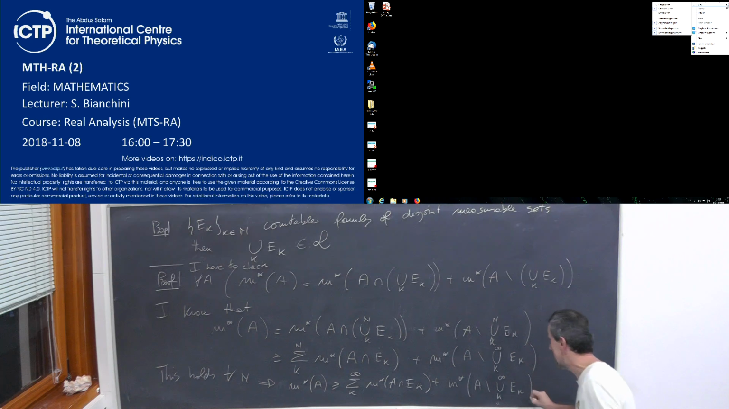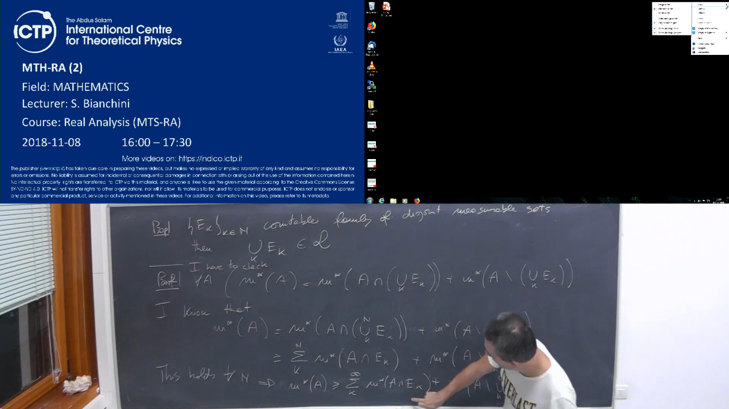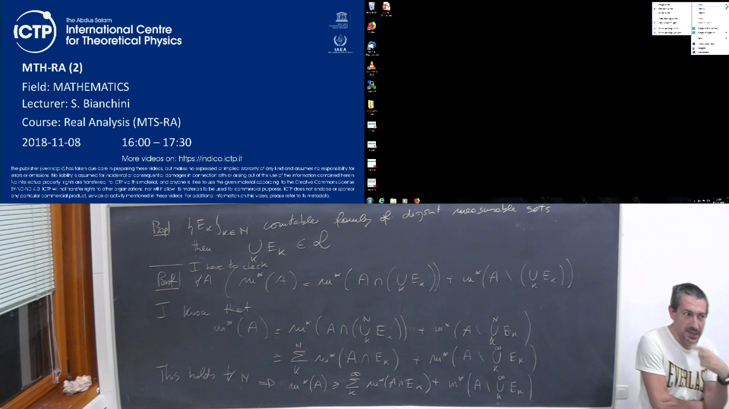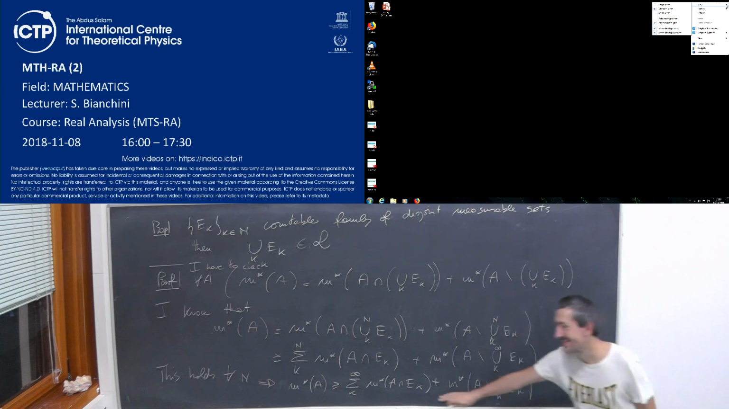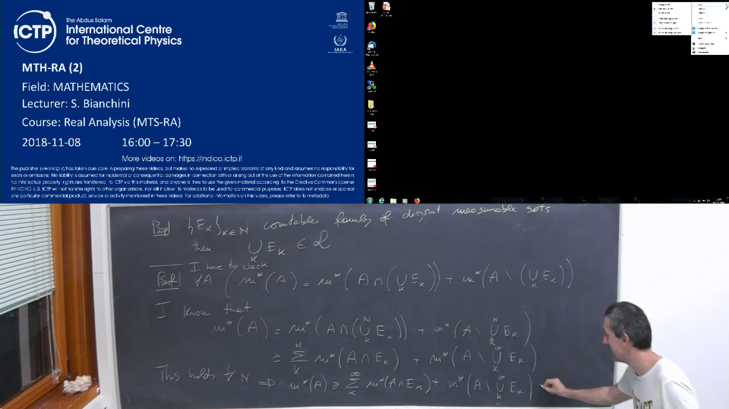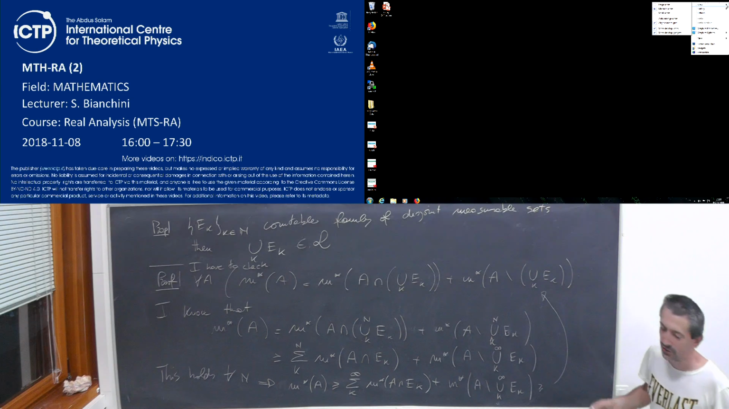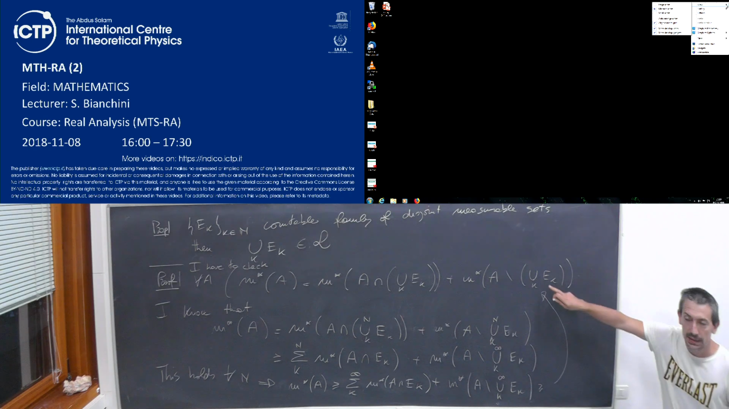And now I would like to compare this with this. Let me use subadditivity. We know that this is smaller than this, and this one is smaller than this, so I get that this is greater or equal than this sum. Am I done? Yeah, because the other is by definition of outer measure. So I have this the same as this. This one is equal.